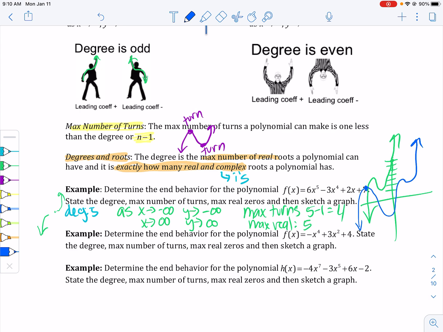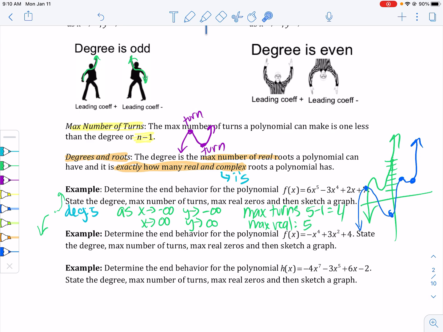Okay? I could have also had a picture that looks like this. Right? So I've got 1 turn, 2 turns, 3 turns, 4 turns. So I have exactly 4 turns. And then I've got 1, 2, 3 x-intercepts. So I didn't break any of my rules. So as long as your end behavior matches, you're not breaking any rules, your sketch is fine.